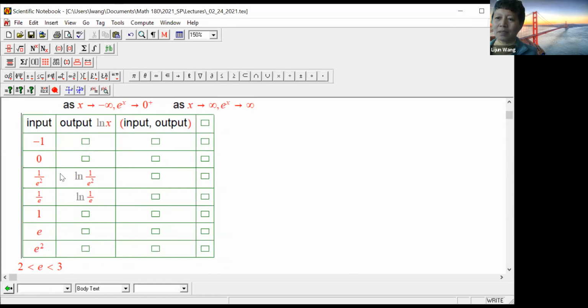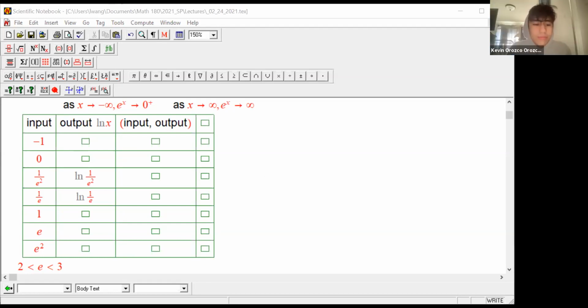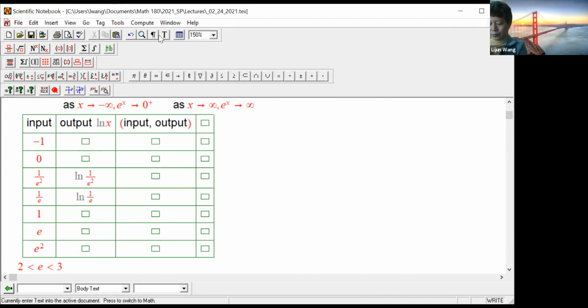What is ln of -1? I cannot see your screen. Hold on. Can you see my screen now? It's undefined. Okay, very good. Why is it undefined? Because no matter what, you can't get a negative. Can you type your answer? Your answer is right, but I want to see the reason.